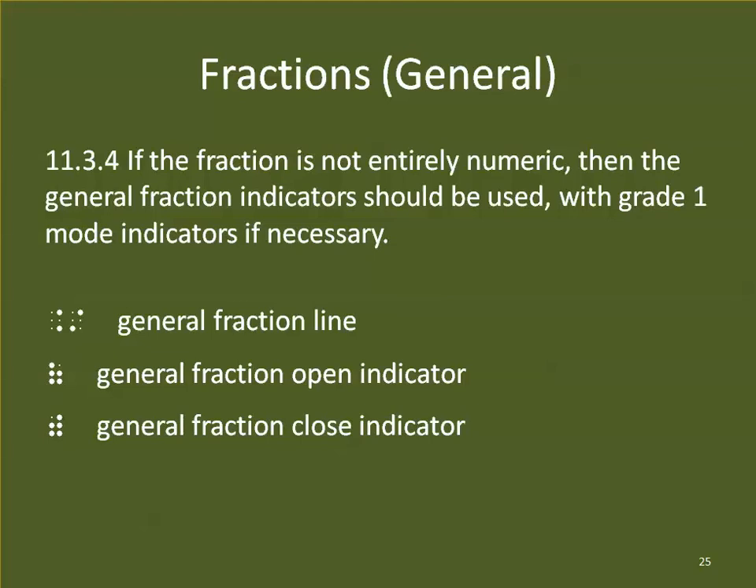So a general fraction line is different. We have dots 4, 6, that's a prefix, and then the root 3, 4. The general fraction open indicator is dots 1, 2, 3, 5, 6. General fraction close indicator is dots 2, 3, 4, 5, 6. Of course, those look like contractions, so that's why we would need a grade 1 mode indicator if we're in contracted braille.